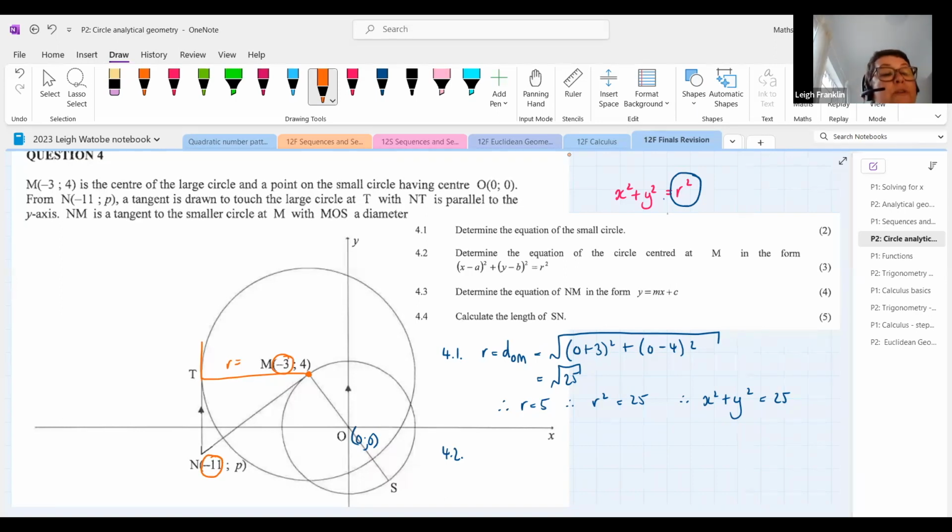So in other words, the length of MN is a radius, and you're going to take the x to the right and subtract the x on the left to get the length of a horizontal line. So it would be -3 plus 11, which gives you 8. Okay, so your radius is going to be equal to 8. Does that make sense to everybody?